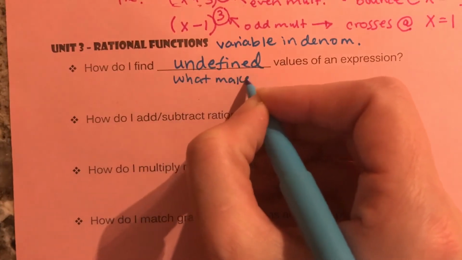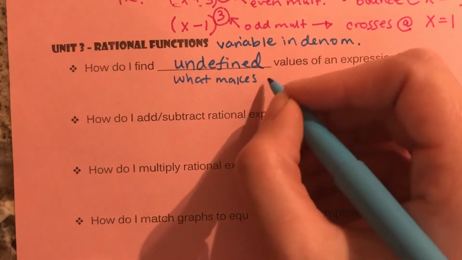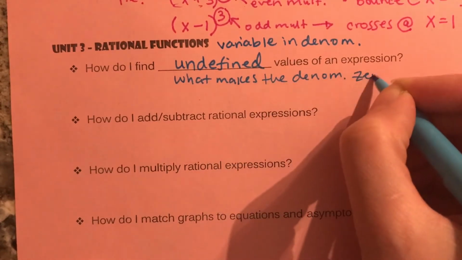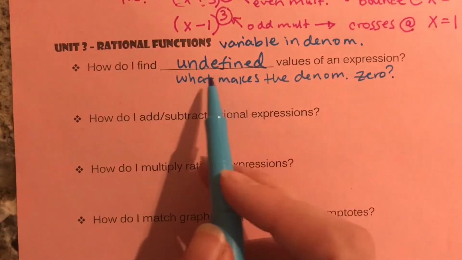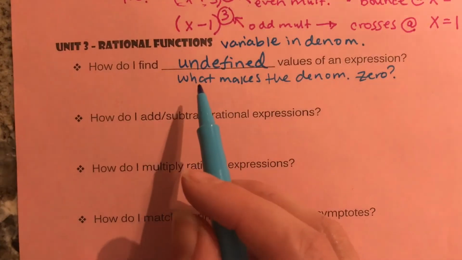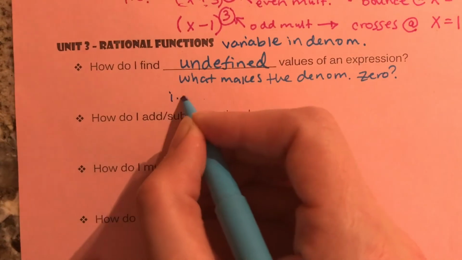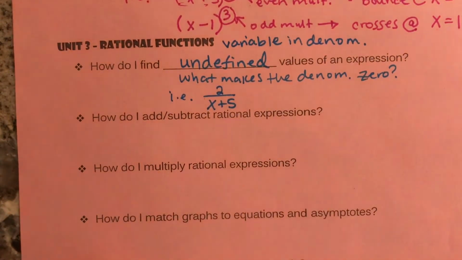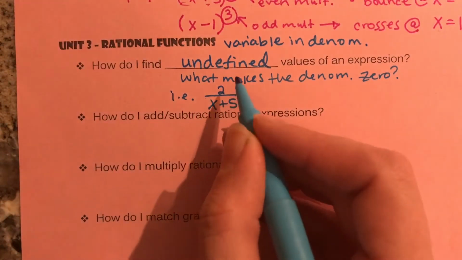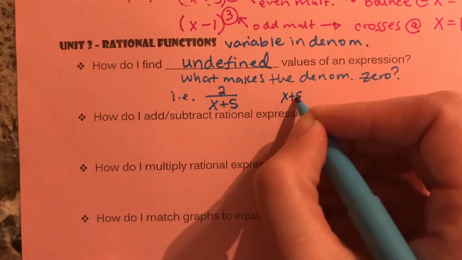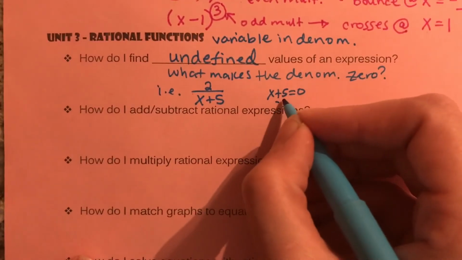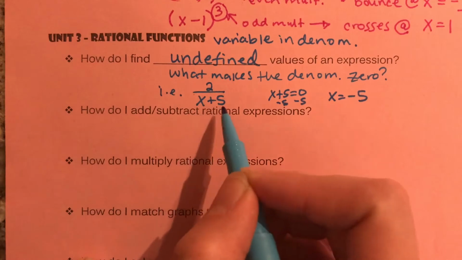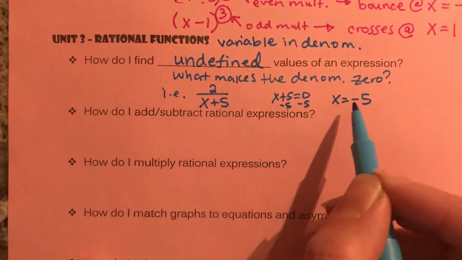When we're talking about undefined, that means what makes that denominator 0? Because undefined means we cannot do it, and we cannot divide by 0. So for example, maybe it was 2 over x plus 5. So we would say, what makes the bottom 0? That's the undefined value. So x plus 5 equals 0. And if we solve that, we'll get x equals negative 5. Negative 5 plus 5 is 0, so that would be the undefined value.